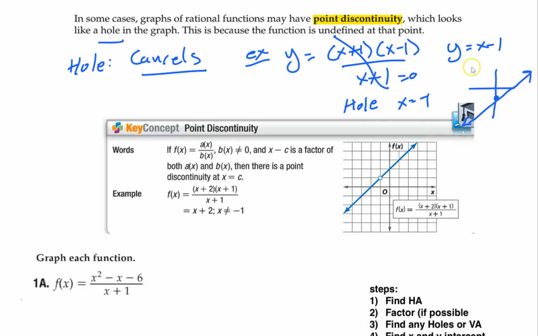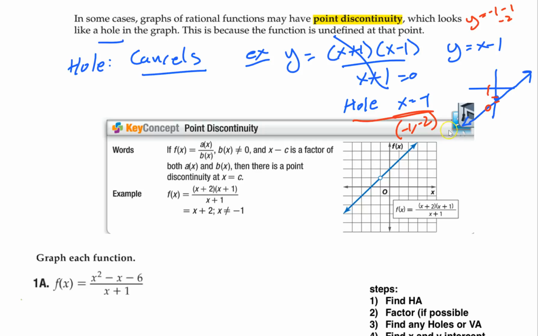And where's our hole? As you said earlier, right? Our hole is at negative 1. If you want to figure out what it's at, easiest way to do is just plug it in. So y equals negative 1 minus 1, or negative 2. So our hole is going to be at negative 1 and negative 2. So you go negative 1, negative 2. You have a little hole in your graph.